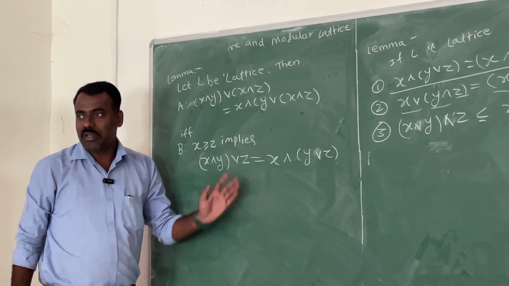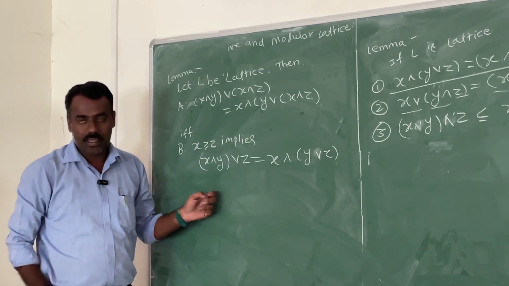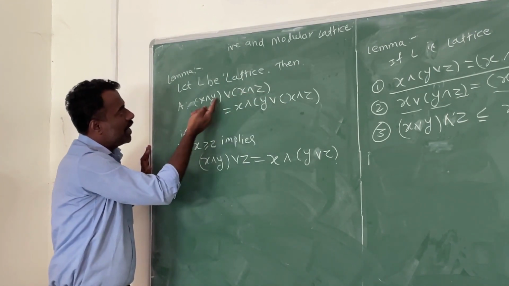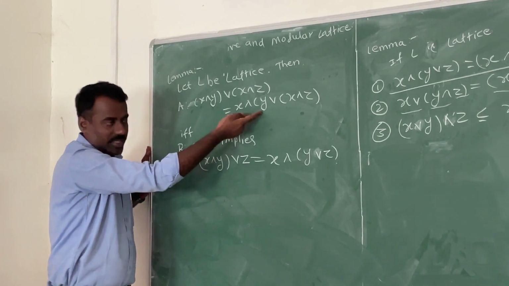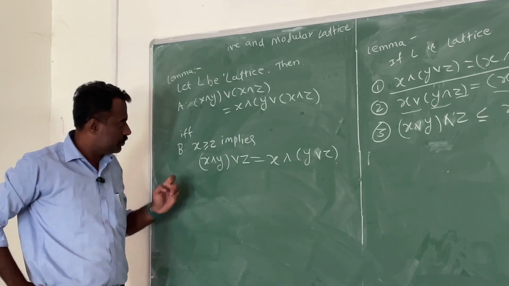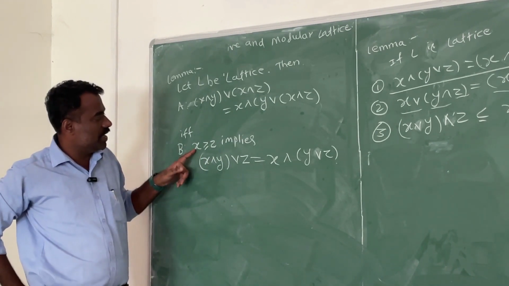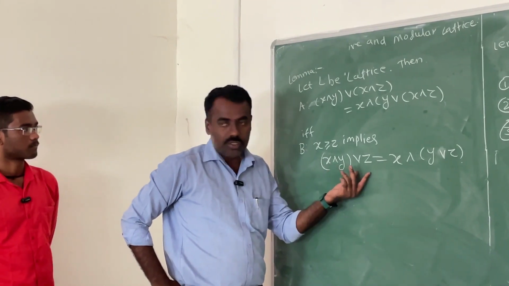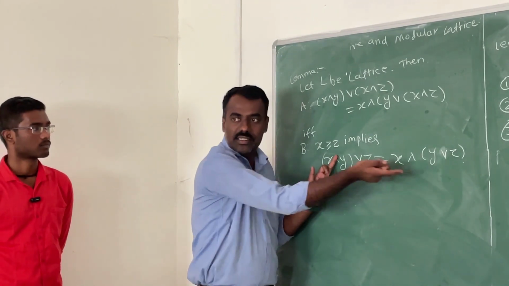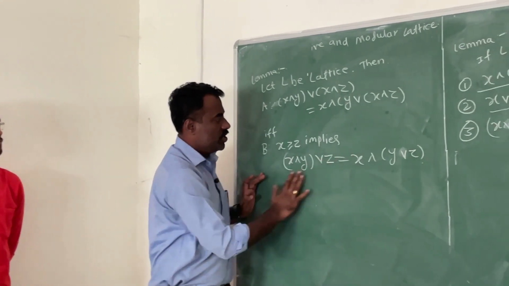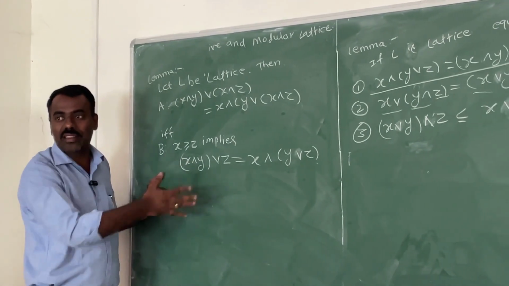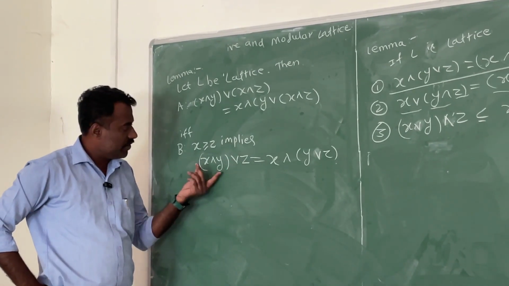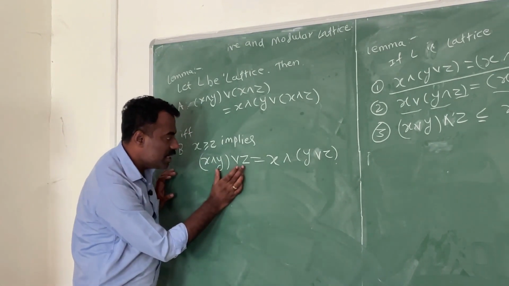Is this clear? In distributivity it is not true, but here the brackets can be changed. That means x meet z, then if you bring this bracket here, x meet z join y, then meet with x. These two are the same if and only if x is greater than or equal to z. If this one is bigger, then this bracket can be interchanged. That means you take x meet y then join with z, which is the same as taking y join z then meet with x.